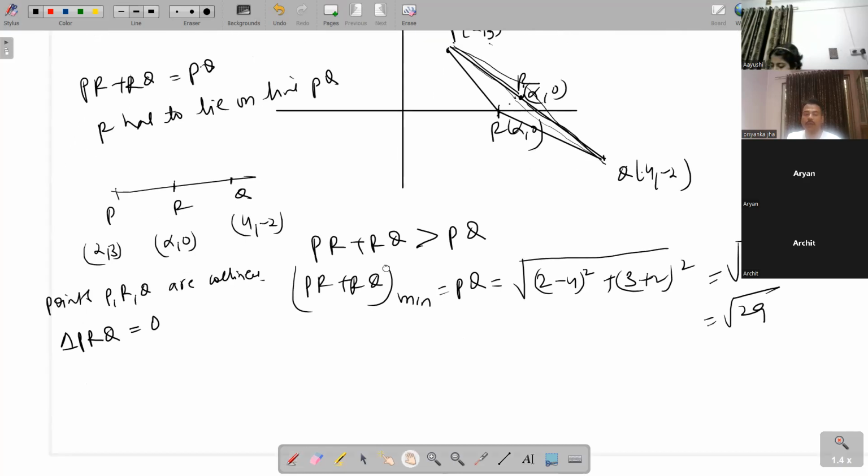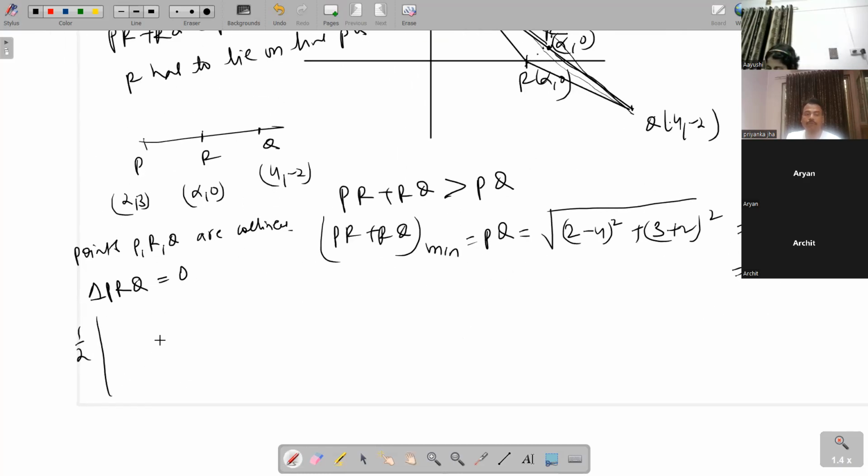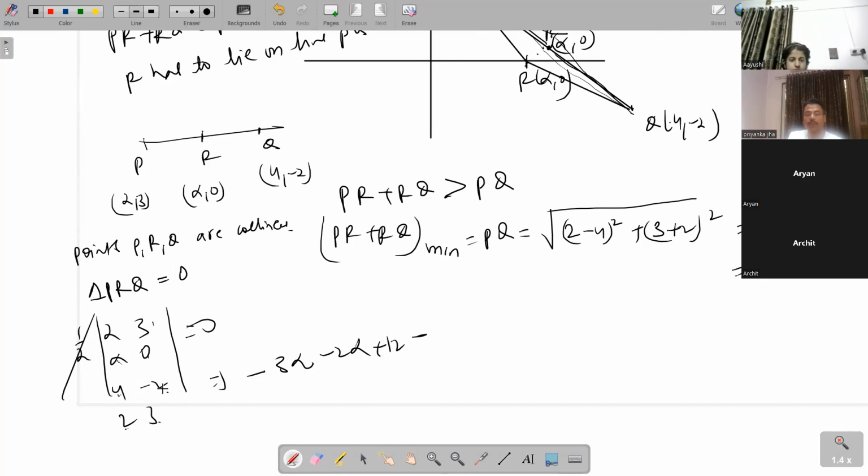Now you can apply the formula of area, by the star method: half times the determinant with rows 2 3, alpha 0, 4 -2, 2 3, equal to 0. So half will be gone. Expanding: 2 into 0 minus 3 into alpha into minus 2... that gives minus 5 alpha plus 16 equal to 0. So alpha is 16 upon 5. For this value of alpha, PR plus RQ will be minimum. Understood?